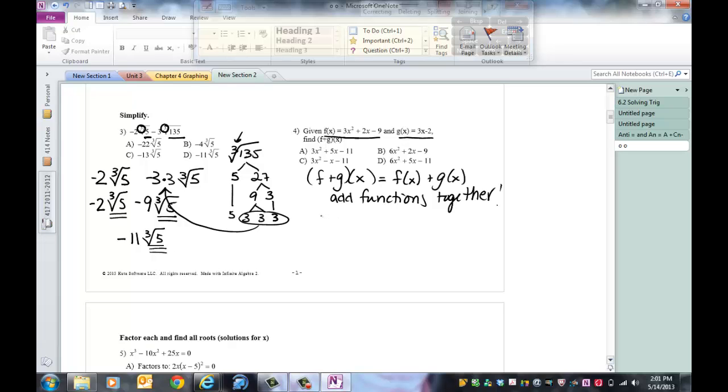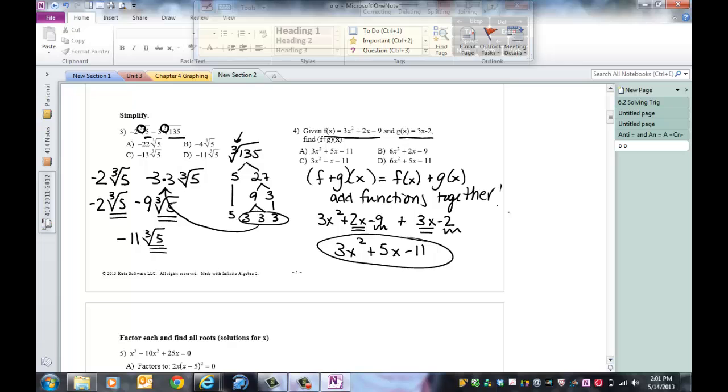So I'm telling you, take your f function, which was 3x squared plus 2x minus 9, and add that to your g function, which was 3x minus 2. At this point, we look for your common terms. We combine them where we can. So I have x's in both of the terms. I have a constant in both of the terms. So combine them. We have 3x squared plus 5x minus 11. That is your f plus g of x.